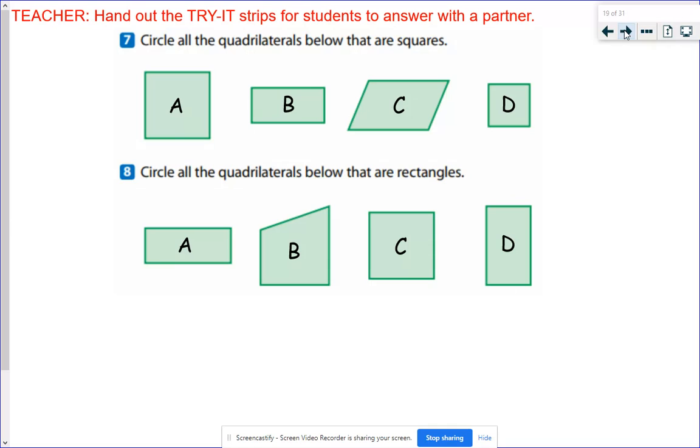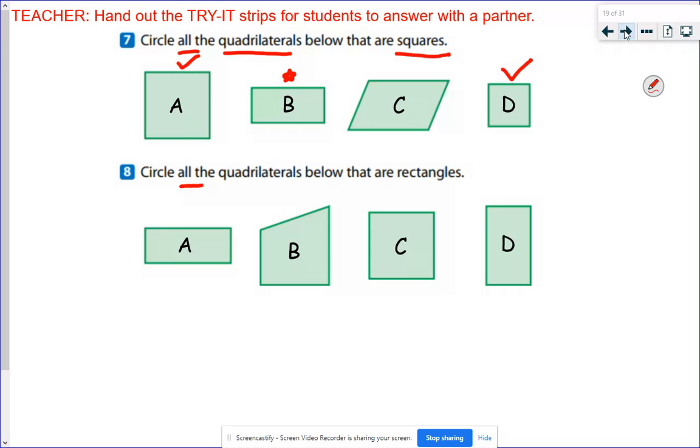In class, like we do always, I passed the try-it strips out, we got the answers, and we turned and shared answers with a partner and then with the class. Circle all the quadrilaterals that are squares, and we defended our answers. One student said that shape A and shape D are squares. He initially said shape B was, but when I asked him to defend his answer, he realized that this shape does not have all four sides that are equal. So he changed it to A and D.